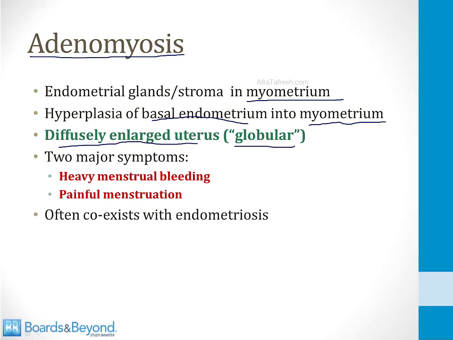The classic finding on physical exam in adenomyosis is a diffusely enlarged uterus, often described as globular. This is usually not an isolated problem in the myometrium. It often occurs throughout the myometrium, therefore the uterus is diffusely enlarged. And this is in contrast to pure endometriosis, where the uterus should be normal in size. This can cause 2 major symptoms. The first one is heavy menstrual bleeding, and the second one is painful menstruation. And this often coexists with endometriosis, even though it is a distinct condition.